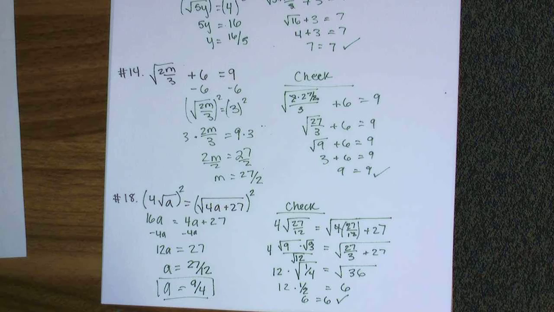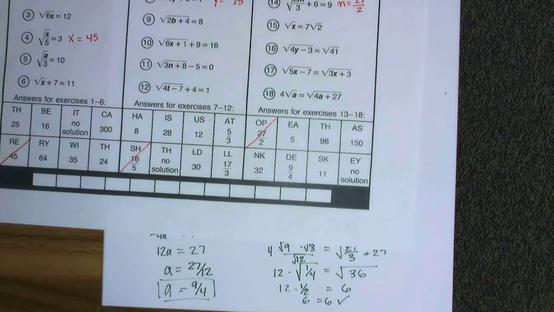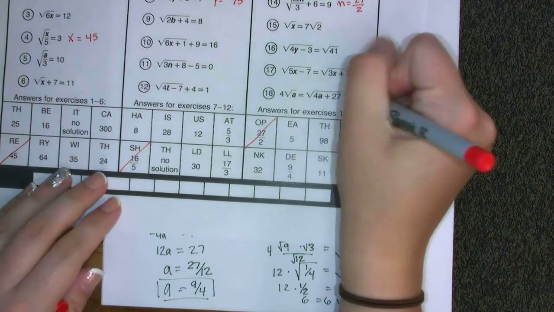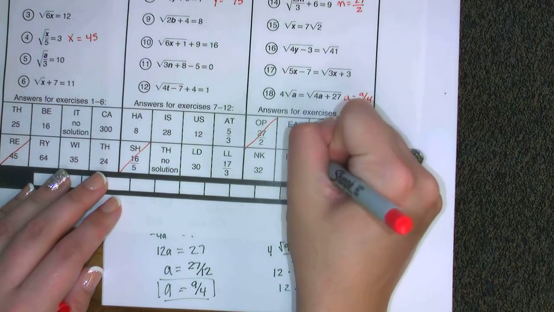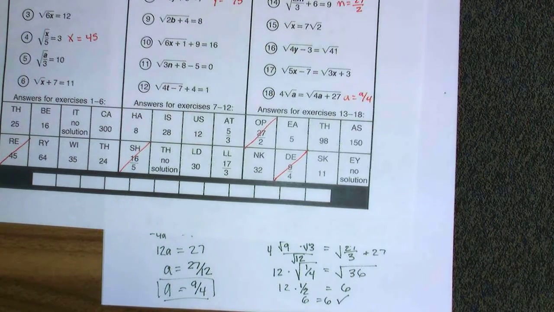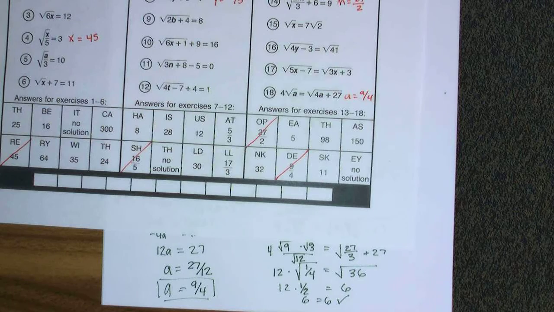So 9 over 4 is on the worksheet, so that's good. So 9 over 4 is this one, so a is equal to 9 over 4, and cross that out. So then whatever letters are left go down here in the bottom, and hopefully it makes a phrase that makes sense.